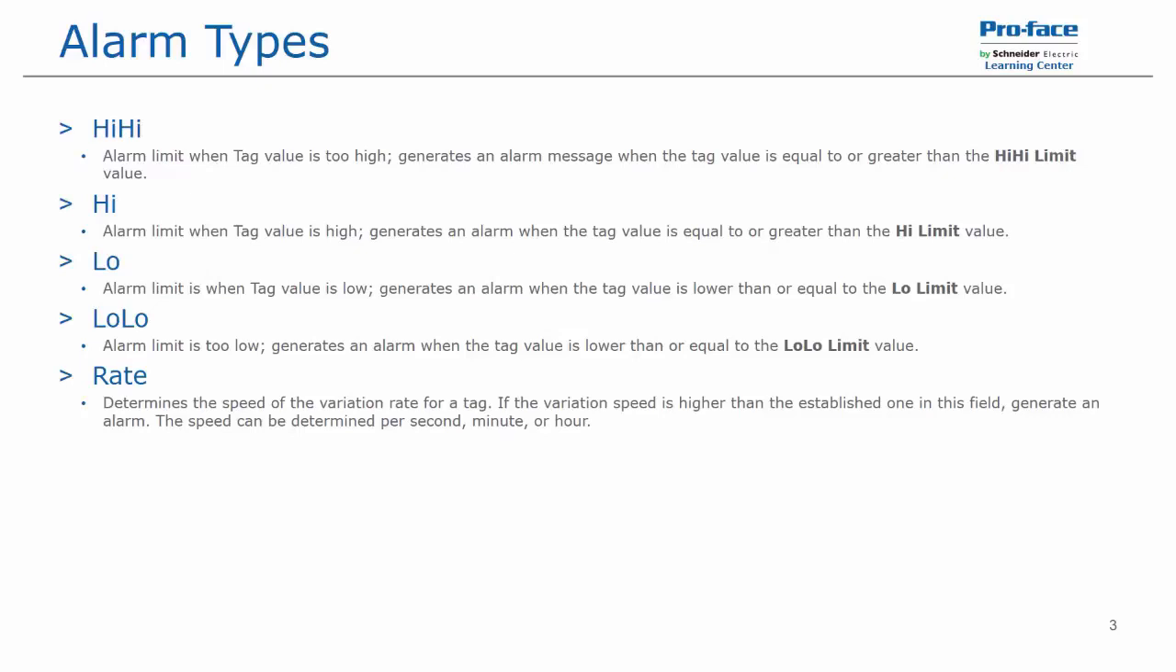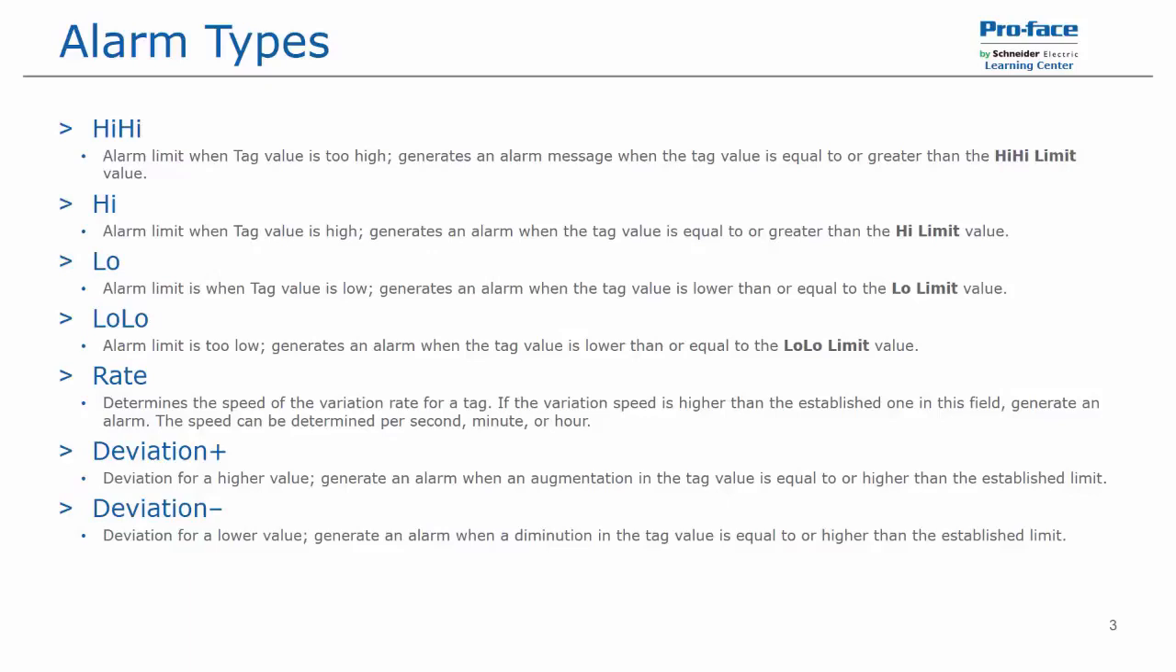Then we have a rate, which determines the rate of change for the value of the tag. And if this variation is higher than the established one configured, it will generate an alarm. And speed can be determined per second, per minute, or per hour.